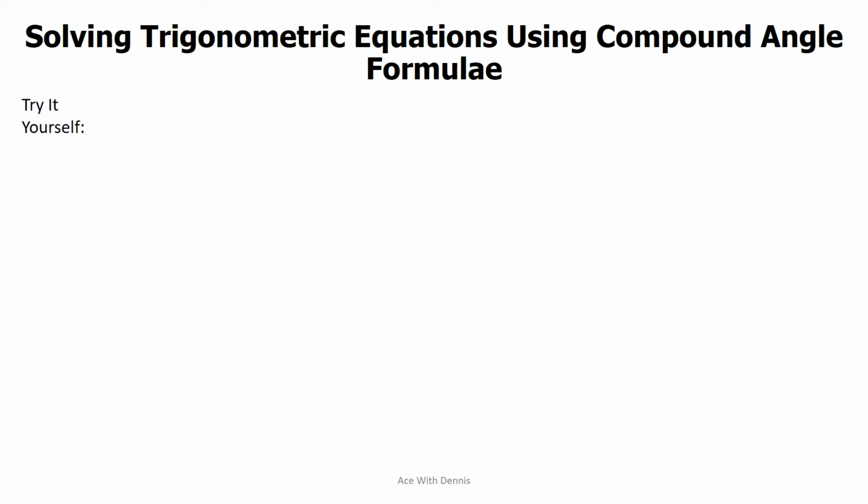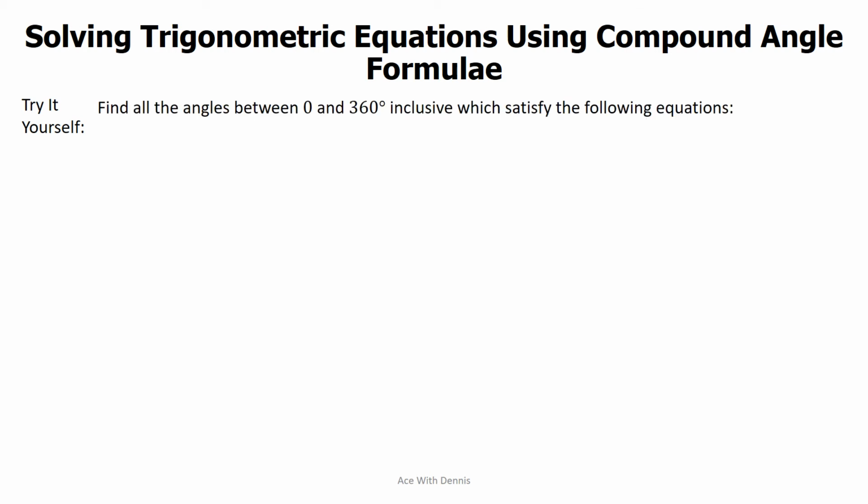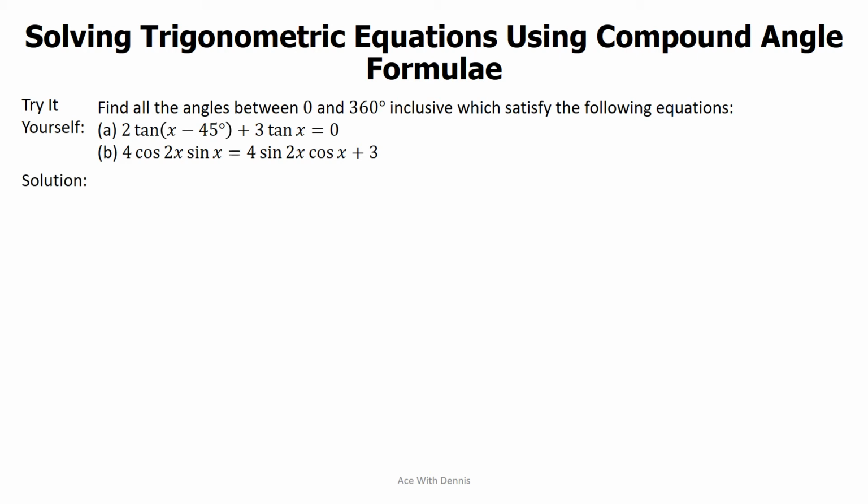Now, here is your turn to solve this similar example yourself. Find all the angles between 0 and 360 degrees inclusive which satisfy the following equations. A. 2 tangent x minus 45 degrees plus 3 tangent x equals 0. B. 4 cosine 2x sine x equals 4 sine 2x cosine x equal plus 3. You can pause the video and try to solve it yourself.